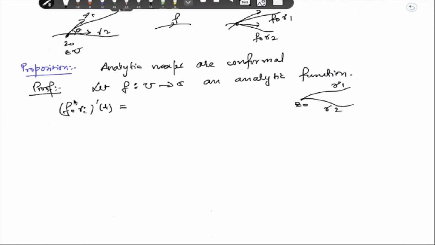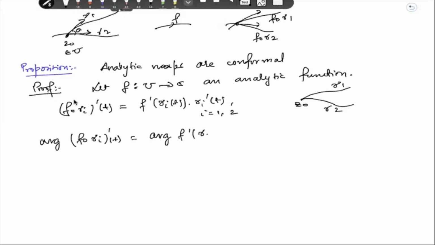So this is equal to f prime of gamma i(t) times gamma i prime(t), where i is equal to 1, 2. So this is the product of these two complex numbers. Therefore, the argument of (f compose gamma i)'(t) is equal to the argument of f prime(gamma i(t)) plus the argument of gamma i prime(t).